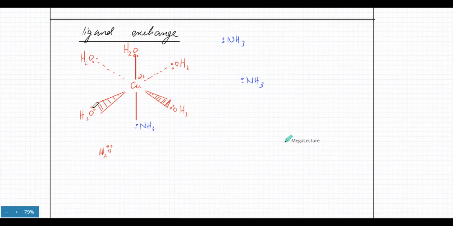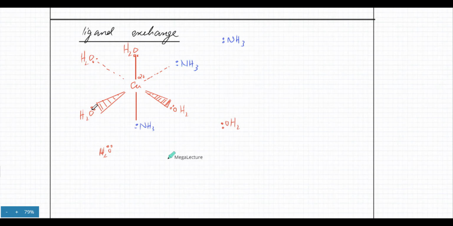So the lone pairs are going to be pulled towards copper because of the greater number of protons, but not very strongly. So these water molecules can get knocked out if you introduce another ligand into the system. So this water molecule might get knocked out, and NH3 might take position somewhere around the copper ion. So this is basically ligand exchange.